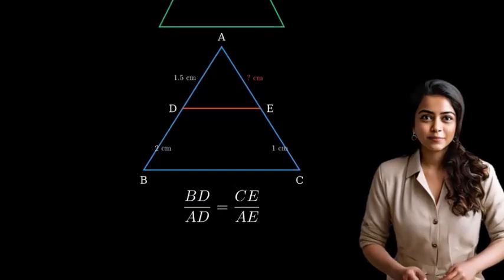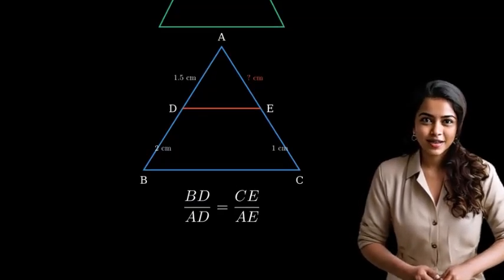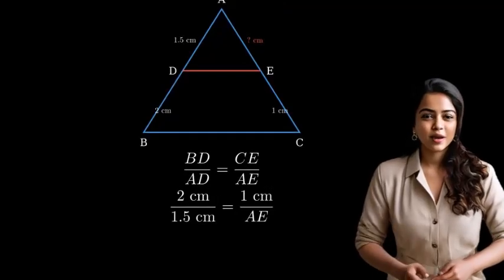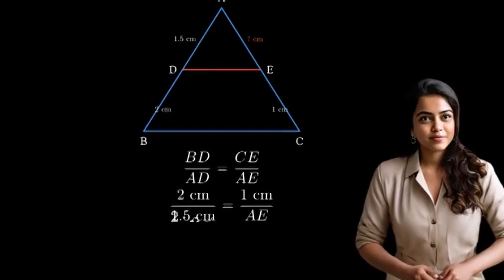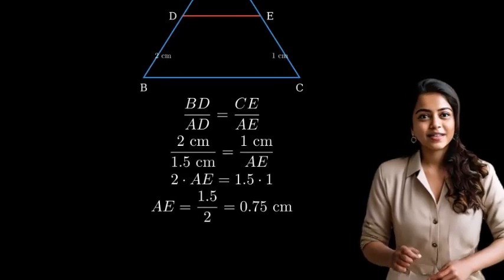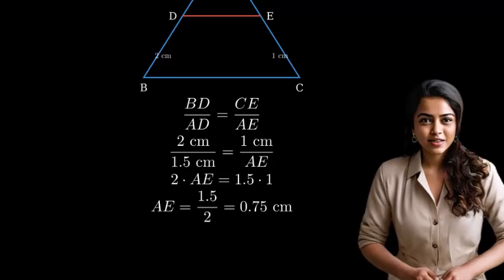Using the Basic Proportionality Theorem, we can write that BD divided by AD equals CE divided by AE. This gives us 2 divided by 1.5 equals 1 divided by AE. Cross-multiplying, we get 2 times AE equals 1.5 times 1, which means AE equals 0.75 centimeters.